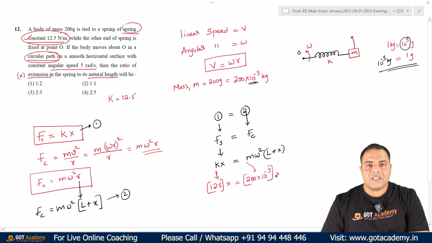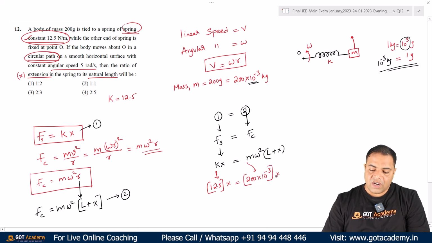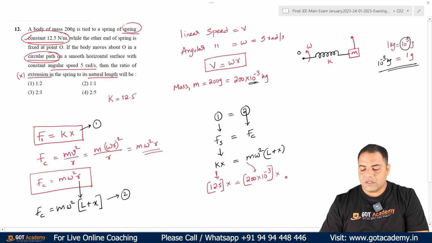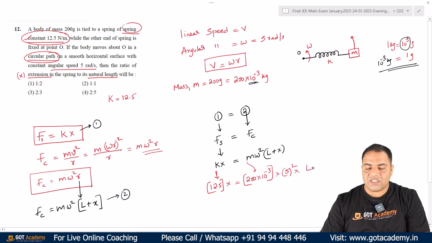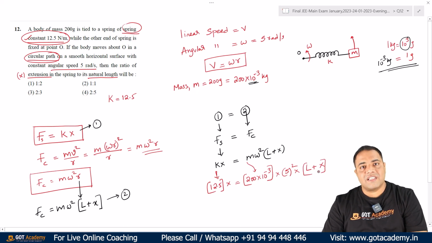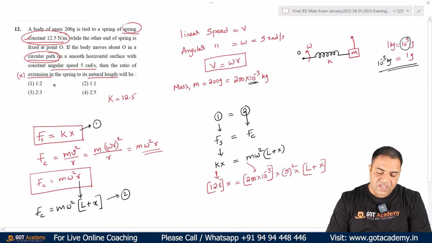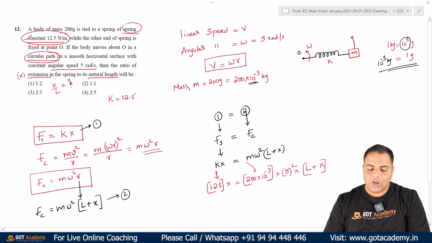Into omega square. So what is omega? Already I mentioned the angular speed is 5 radians per second. So you have to write 5 whole square into the natural length L and extension X. We don't know both. He is not asking for L and X, he is asking for the ratio of extension to length. That means he is asking for the ratio of X by L. This is what he is asking you, my dear children.